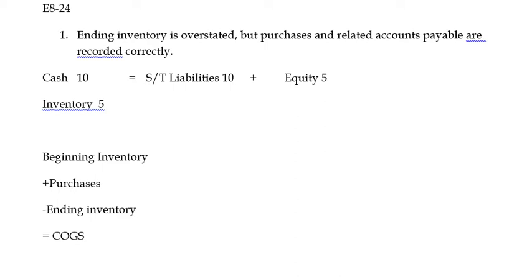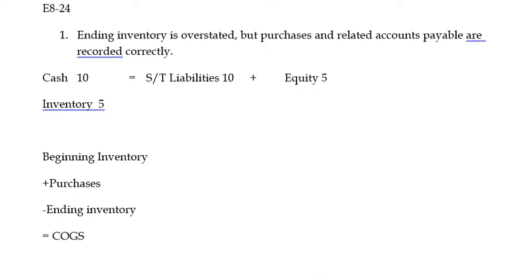So exercise 8-24 deals with inventory errors using the periodic method, and I want to just do number 1 and number 2 in this video. So 1, ending inventory is overstated but purchases and related accounts payable are recorded correctly. So this could happen especially in a periodic inventory system.